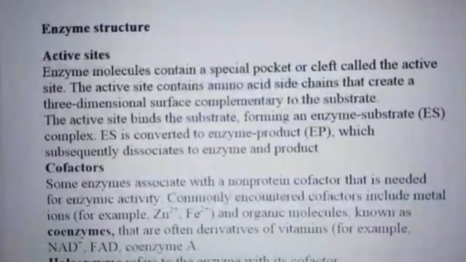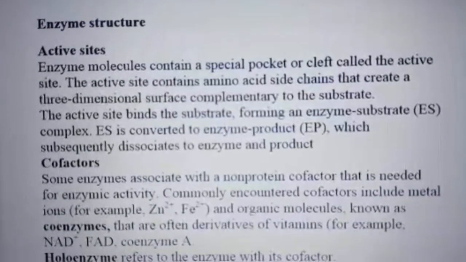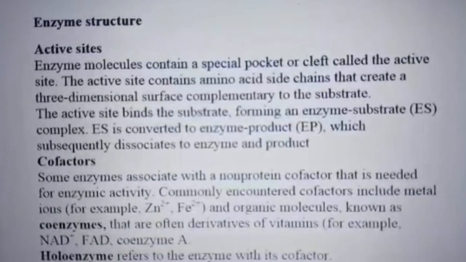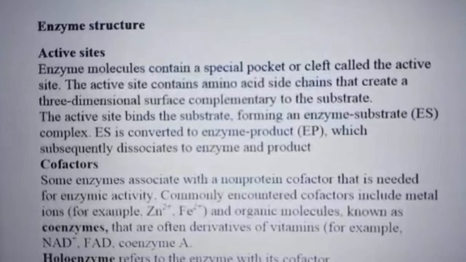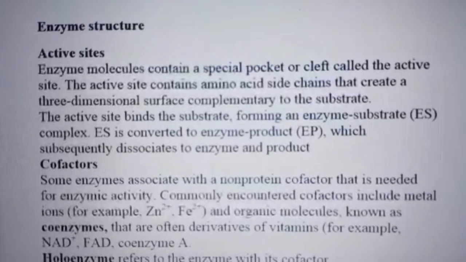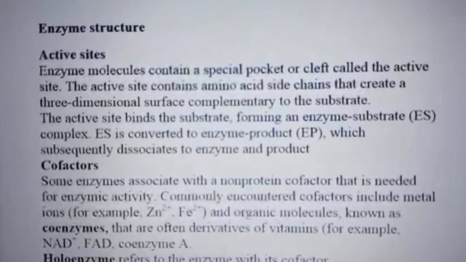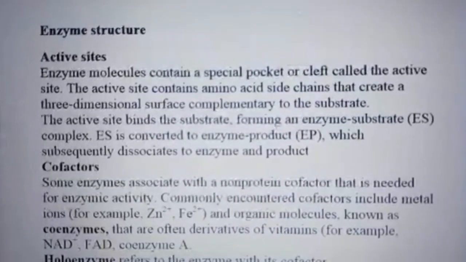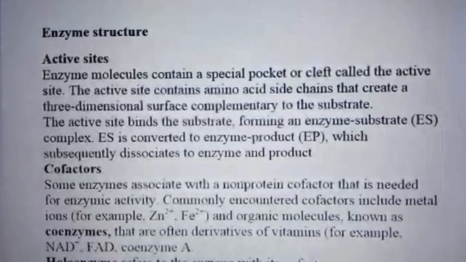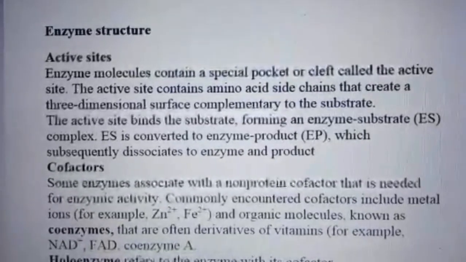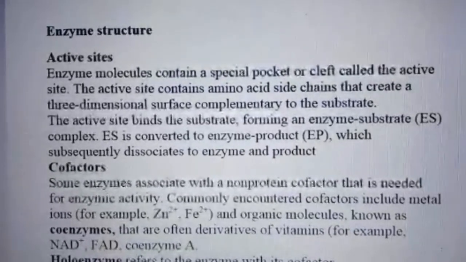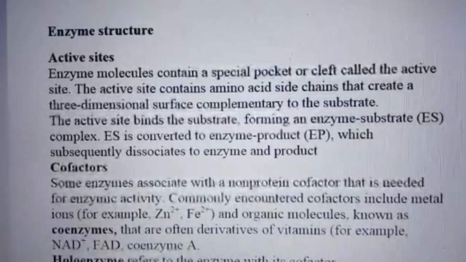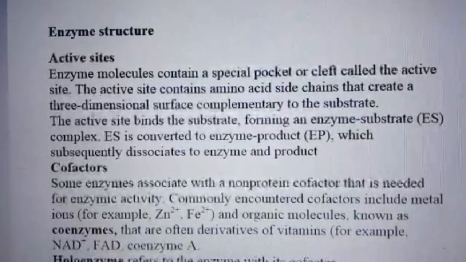and it helps us to determine the overall information of the enzyme. Now comes the structure of an enzyme. We know that every enzyme has a special site to which a substrate binds and is converted into the product. That site is called the active site of the enzyme. It contains a special pocket or cleft. The active site contains amino acid side chains that create a 3D surface complementary to the substrate.